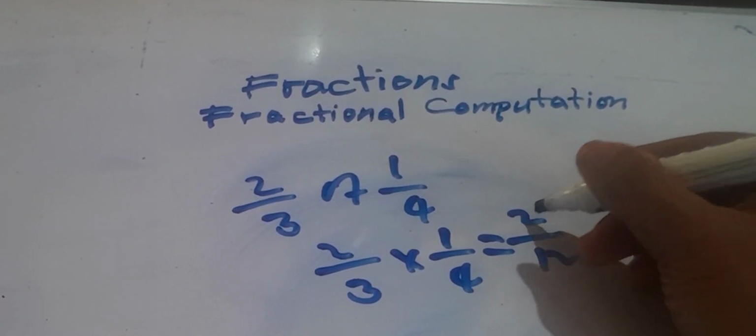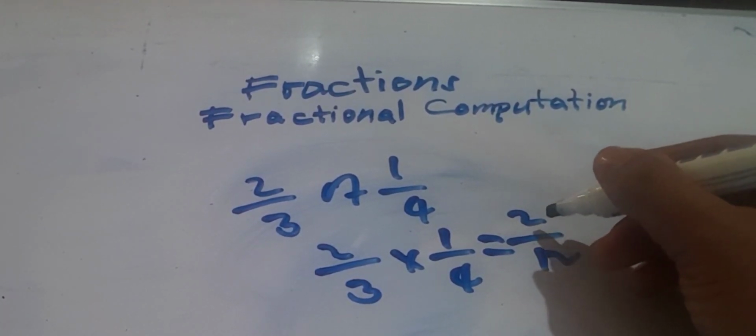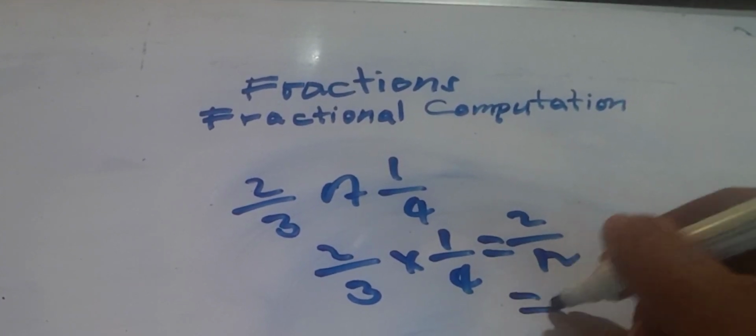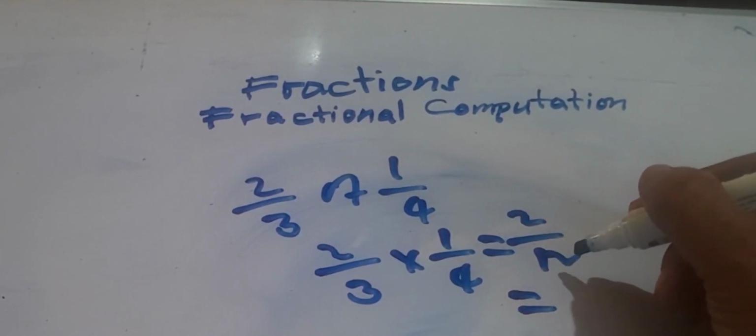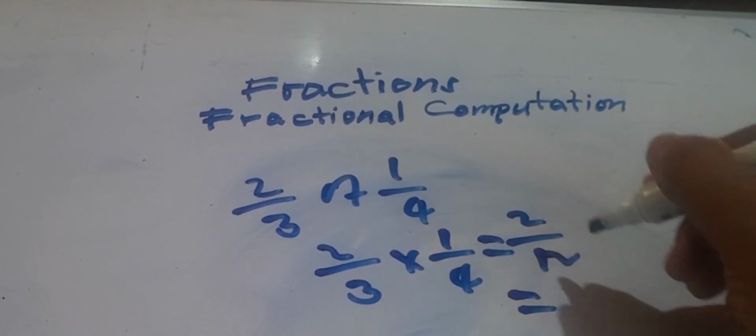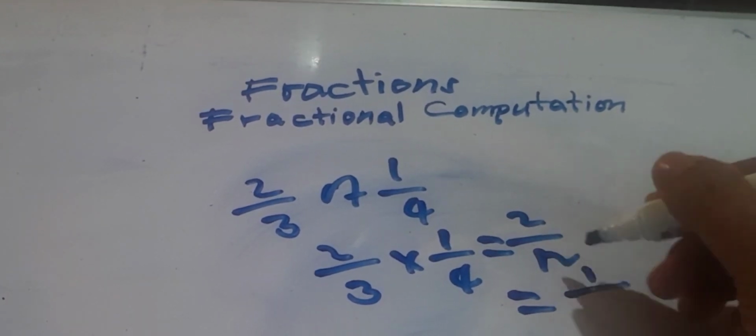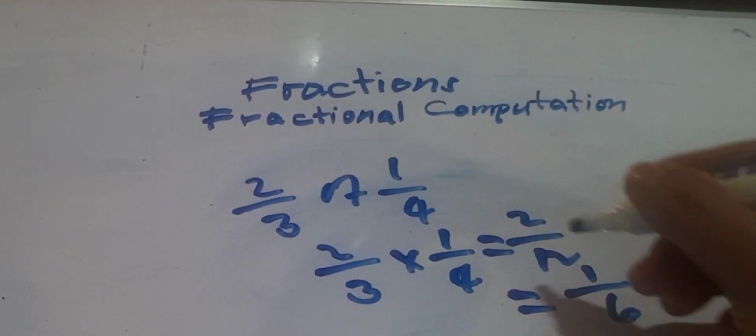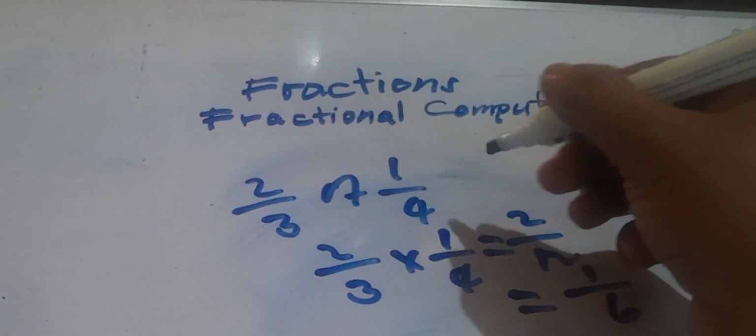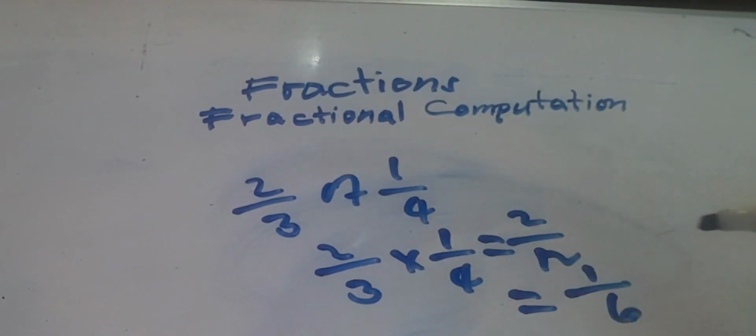But this can be reduced because there is a common factor, the 2. So divide both numerator and denominator by the common factor. The 2 divided by 2 is 1, and 12 divided by 2 is 6. So the 2/3 of 1/4 is 1/6.